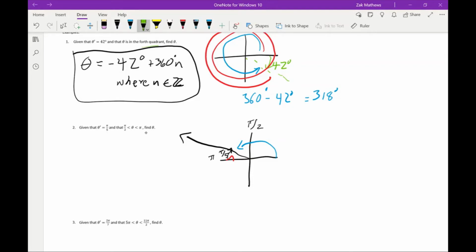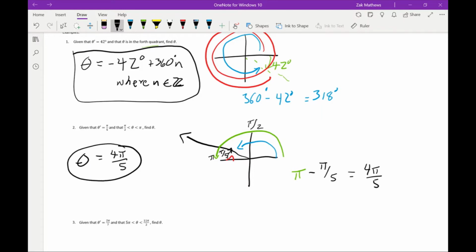We do know that from here to the pi, an angle of pi, or to the negative x-axis, that would be an angle of pi. We have stopped short by that original pi over 5. So if I subtract those, I get 4 pi over 5, and that would be my theta. It is equal to 4 pi over 5.